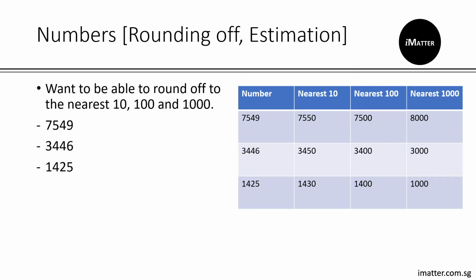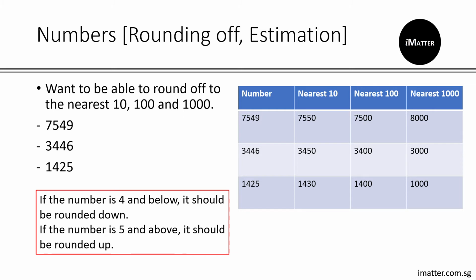Now, for the general knowledge of how to round off, let's take for instance you would like to round off to the nearest 1000. You have to look at the 1000 place and see the number that comes before it, so then look at the hundreds place. Now if the number is 4 and below, it should be rounded down. However, if the number is 5 and above, the whole number should be rounded up. So that is what you should take note of.